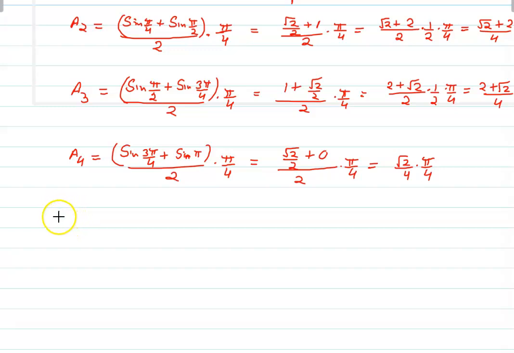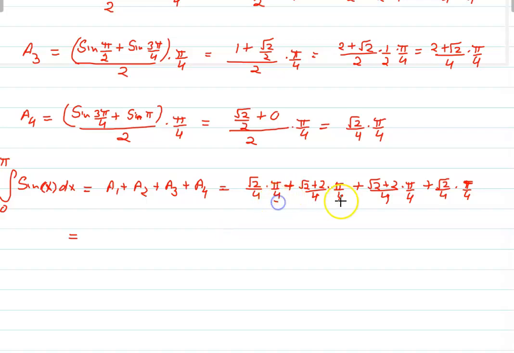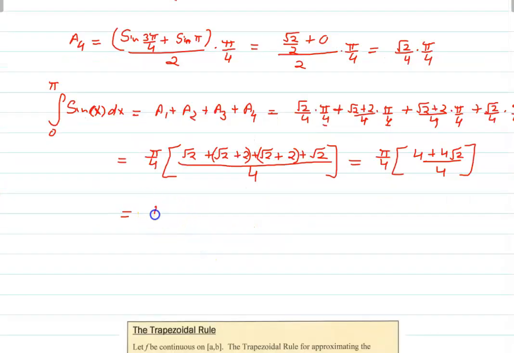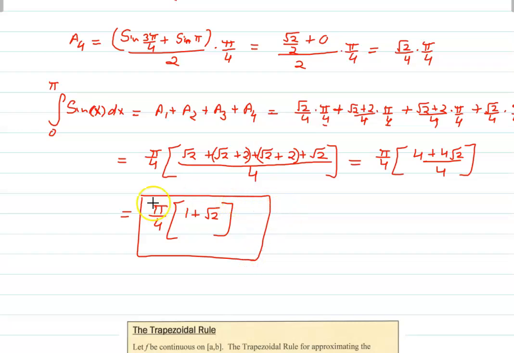Next, we add the area of all the 4 trapezoids to get the final approximation. The area under the curve is written as this definite integral, because it represents the area under the curve on the interval 0 to pi. For the sum of all trapezoids, we see that pi over 4 is common to all the 4 parts, so it can be taken out. All of these terms have the same denominator. This gets simplified too. So this is the area under the curve on the given interval.